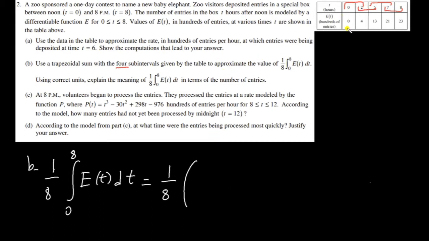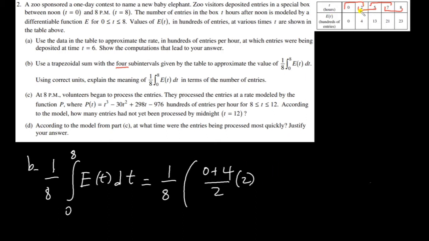So that's going to be the average of these two E of t values, right? So we're going to add the first two together, 0 plus 4, divide by 2 to get the average, and then multiply that by the difference in the t values. So we take that and we multiply it by 2, okay? And that's going to be the trapezoidal sum for the first part. That's for 0 to 2, okay?